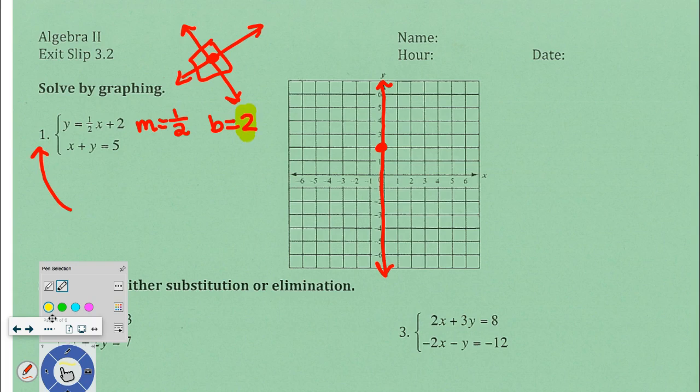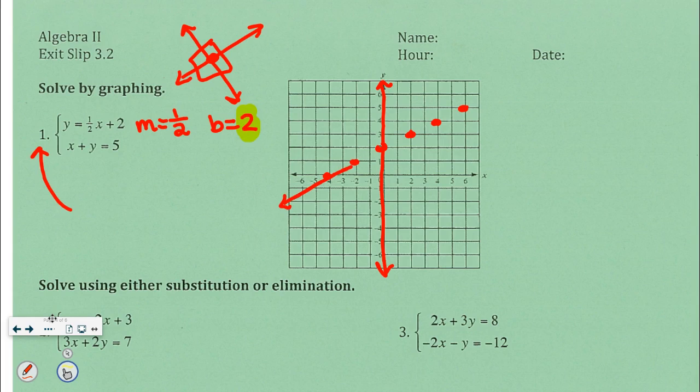All right, so I have my y-intercept of 2, which has been plotted. And from there, I'll go up 1 over 2, up 1 over 2. It helps to slope it out across your whole grid. So that's the first set of points that I'm going to connect to make the first line. So this guy is done.